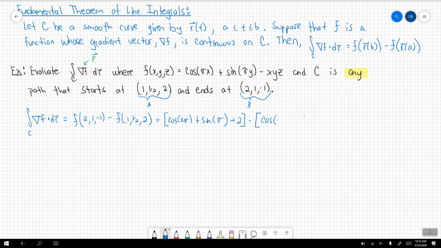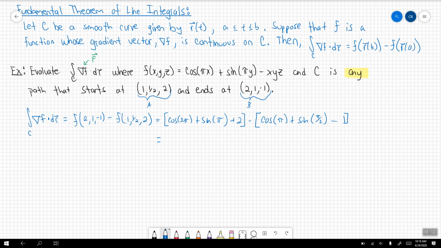All right, so it's going to be cosine at pi plus sine at pi y, and pi y, that's going to be this guy right here for y, so that's going to be sine of pi halves, there we are, minus, and then we're going to have this point here for x, y, z, so x times y times z, so that's just going to be minus 1. There we are. Now we can go through and start evaluating here.